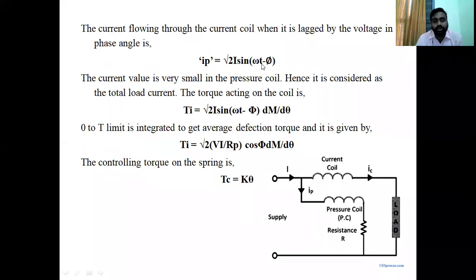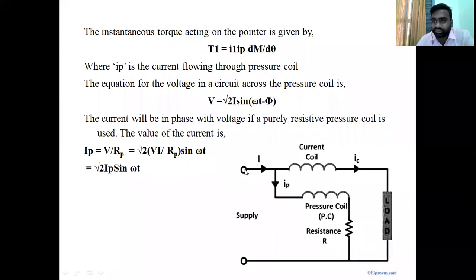So how does this happen? When there is a small change in the current with respect to the pressure coil, it is considered with respect to the total change in the load current. The total torque experienced is equal to root 2 into sin of omega t times dM divided by d theta. The initial condition is 0. Initially the needle is at the 0th position. Later there is a change in position and a torque is produced. The torque produced is T, equal to root 2 into V I by Rp cos phi times dM by d theta. This is the total deflecting torque, and the controlling torque is Tc equal to k theta. So this is the torque expression which we calculated.